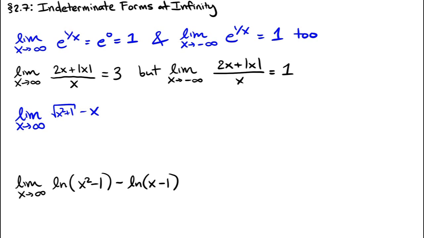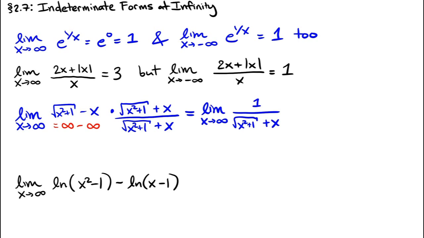The third limit is tricky. Even though this is of the form infinity minus infinity, we can still be inspired by a strategy that we had previously used for limits of the form 0 over 0, which is multiplying by the conjugate. And now, when we multiply on top, the difference of squares is x squared plus 1 minus x squared, which is just 1. Now, as x goes to infinity, the denominator is clearly going to infinity, so we get 0.